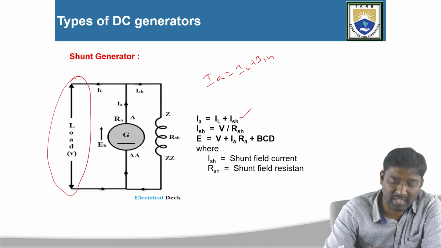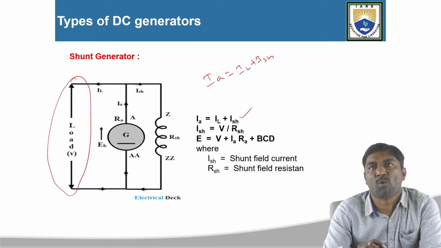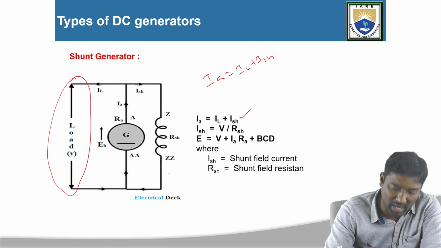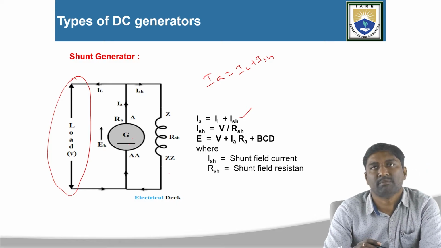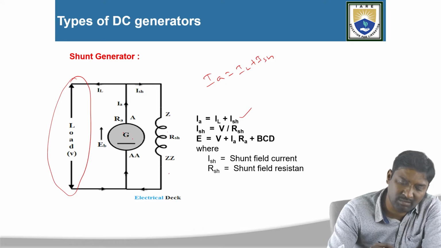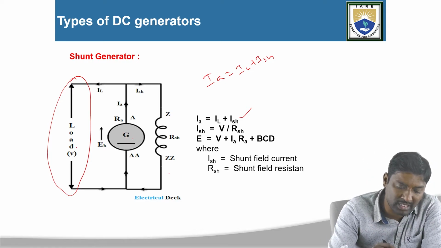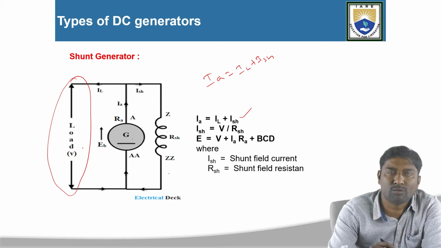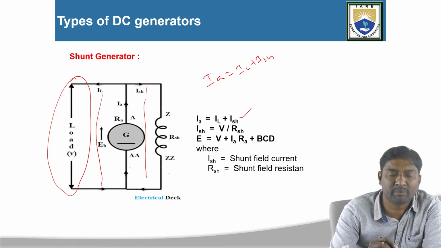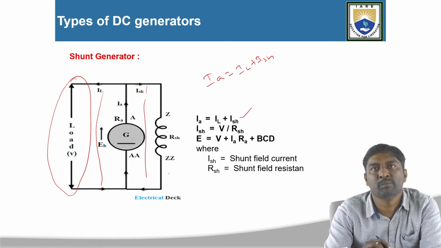Then can I write now ISH is equal to V by RSH. Why? Because this shunt field winding is parallel with the armature winding, and this armature winding is in parallel with the load voltage V. Whatever the load voltage appearing across the load, the same voltage will be across this winding as well as this shunt field winding. Because these three are connected in parallel, voltage will be the same.